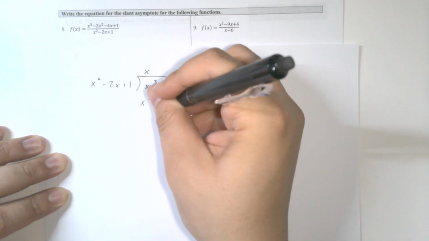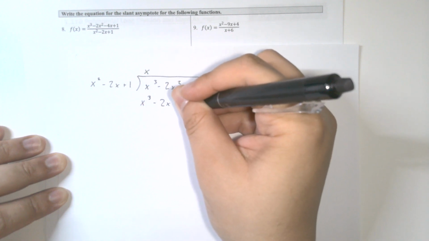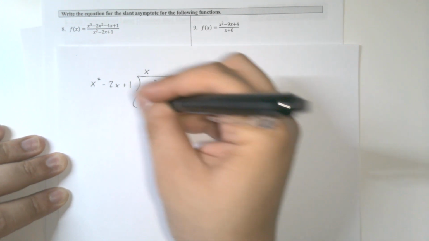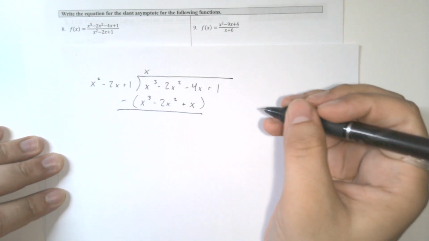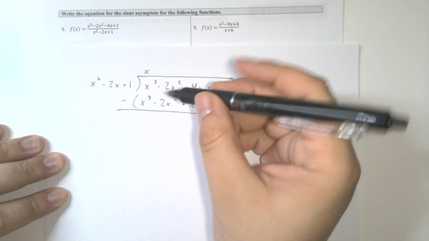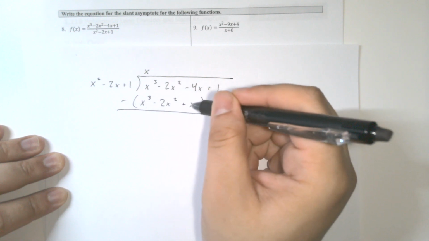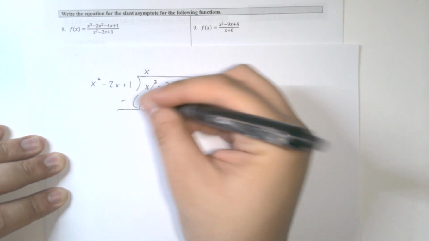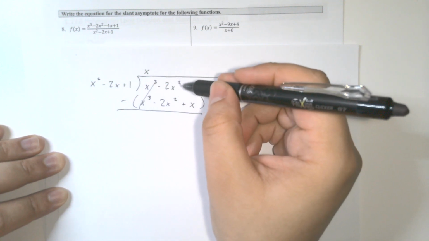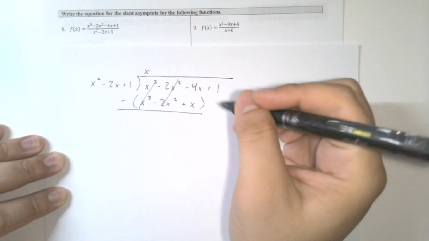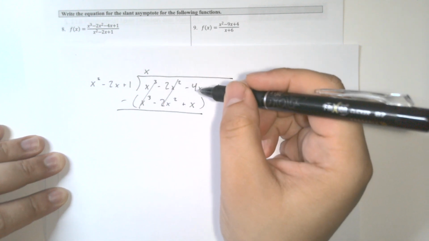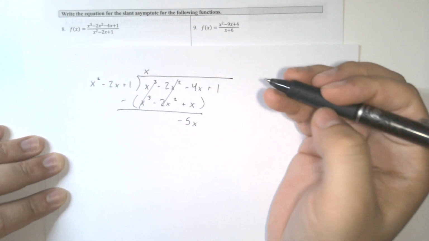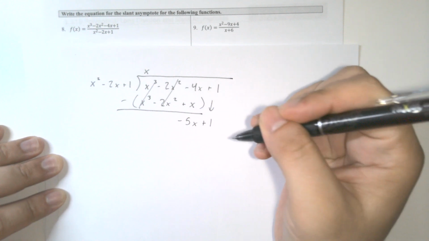That gives us x cubed minus 2x squared, and then plus x. We put parentheses around all of this, put a minus out in front, and then we do subtraction. Remember, this minus is going to flip all of the signs inside the parentheses, so we have x cubed minus x cubed. That will cancel out. We have negative 2x plus 2x. That also cancels out. And then we have negative 4x minus x, which is minus 5x. We bring down the plus 1.